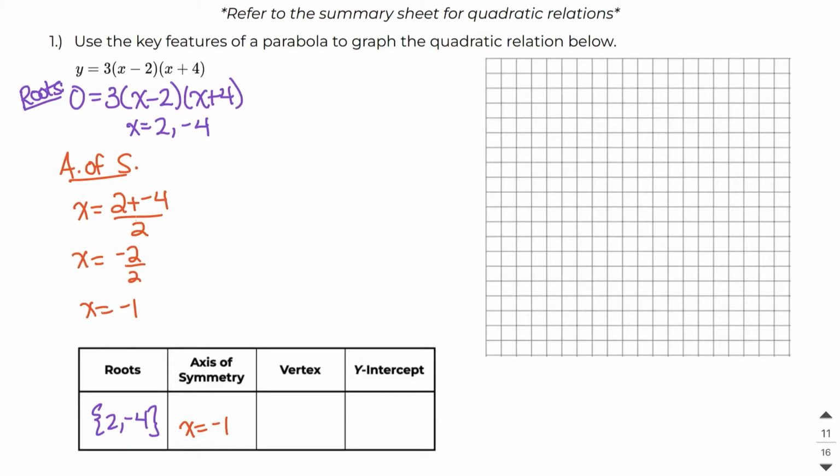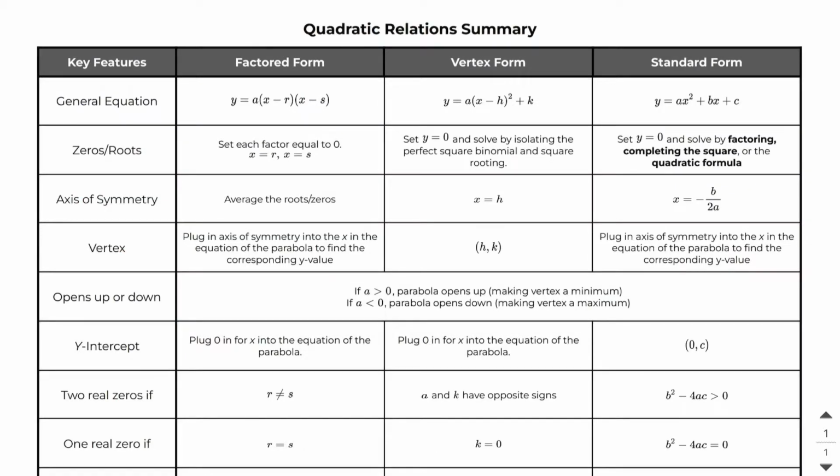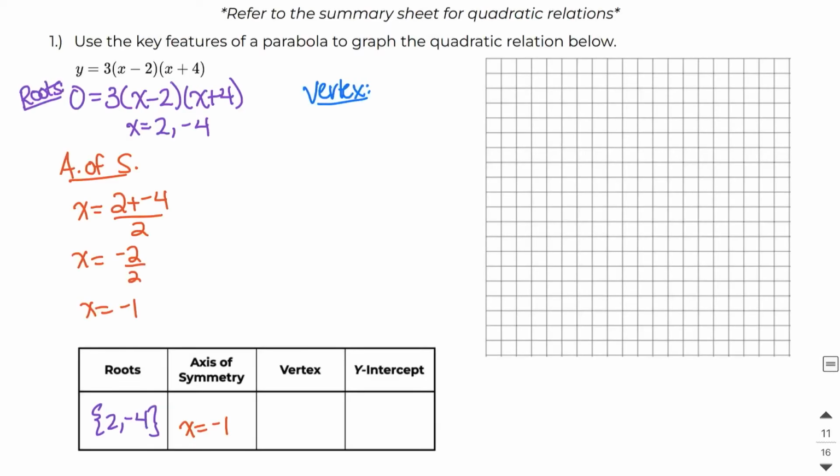And then I need to also find the vertex. And just a reminder, the vertex happens on the axis of symmetry. So let's see what this says right here. Plug in the axis of symmetry into the x in the equation of the parabola to find the corresponding y value. And that corresponding y value is your optimal value. So we're just finding our optimal value right here.